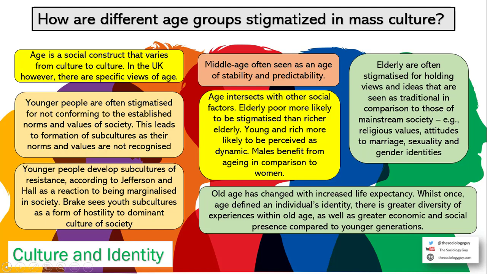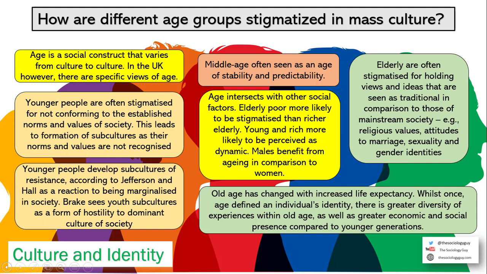We can also see the development of subcultures of resistance within young people, which we could link into ideas of folk devils and moral panics. Both Jefferson and Hall see subcultures as being marginalised in society, and Brake talks about youth subcultures as a form of hostility to a dominant culture of society. We can use that, and link it with, as I said, Cohen's ideas on folk devils and moral panics.